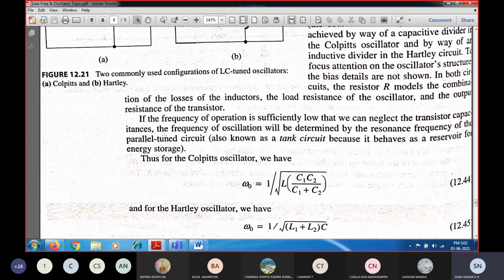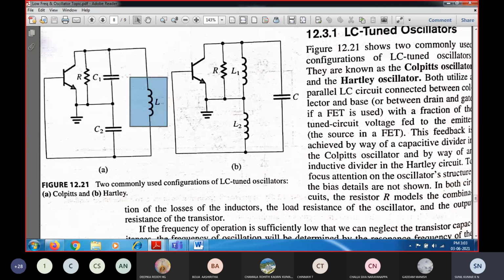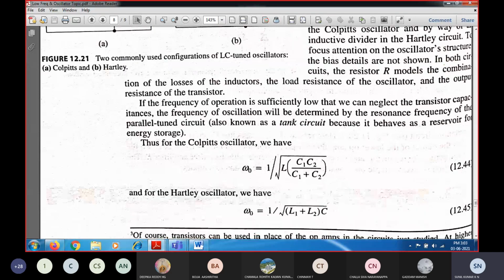Now for the frequency of oscillation of the Colpitts oscillator and Hartley oscillator. Similar to how we obtained it for the RC phase shift oscillator, which is 1 by 2 pi RC into square root of 2n, here the oscillator frequency will be equal to 1 by 2 pi into square root of LC.